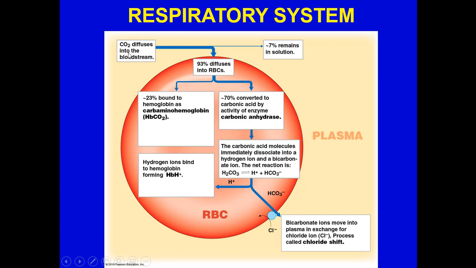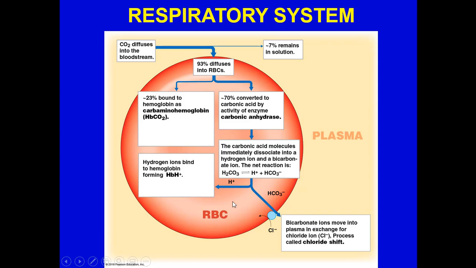Here we have carbon dioxide diffusing into the bloodstream. 93% diffuses into the red blood cells, 7% remains in solution. Of that, 23% is bound to hemoglobin as carbaminohemoglobin. 70%, or about that, is converted to carbonic acid by the activity of the enzyme carbonic anhydrase. The carbonic acid molecules immediately dissociate into hydrogen ions and bicarbonate ions. The hydrogen ions will bind to the hemoglobin, forming hemoglobin hydrogen ions. In the other amount, you're going to have a lot of bicarbonate ions.